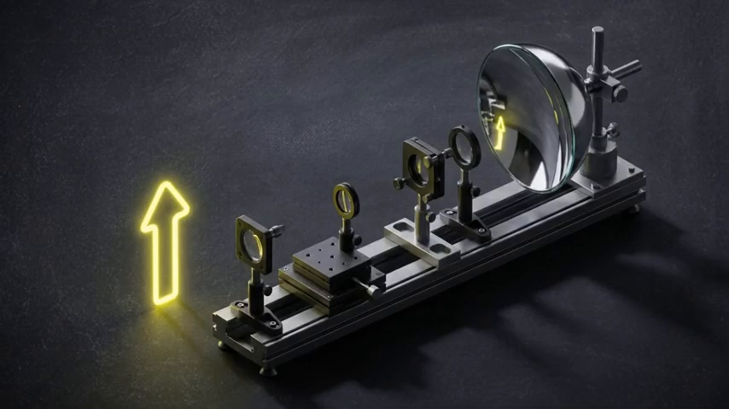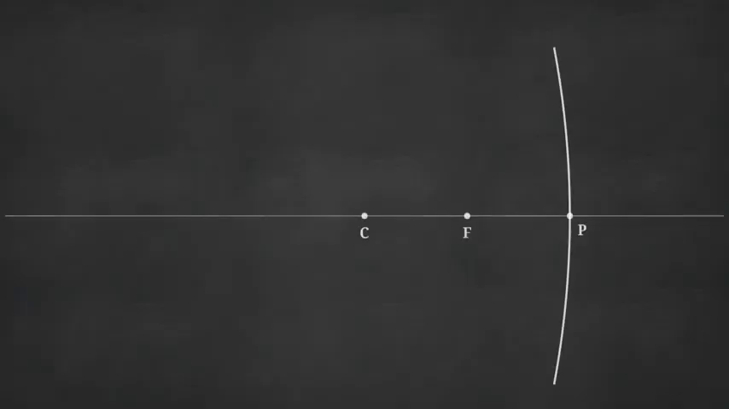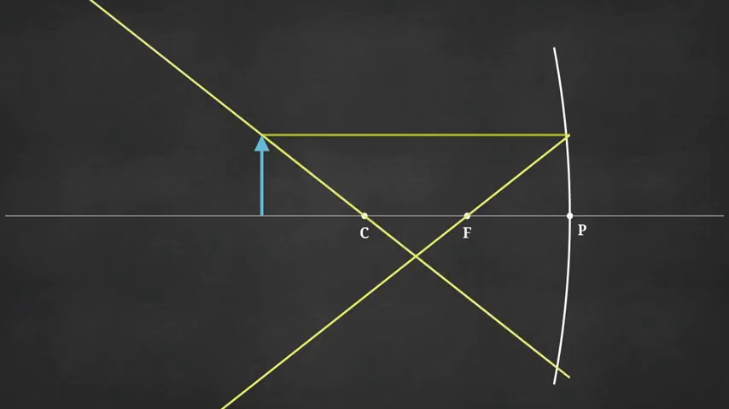Let's test the algorithm. We will place an object far away from a concave mirror and move it systematically closer to see how the intersection point responds. Position 1. The object sits far beyond the center of curvature. We trace a parallel ray through the focus and a second through the center. They intersect below the axis between C and F. The image is real, inverted, and smaller than the object.